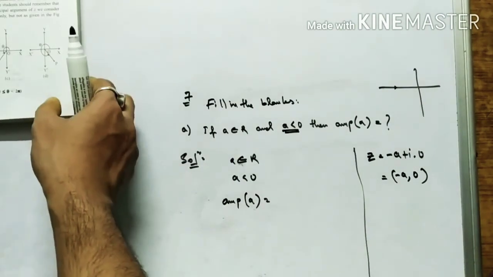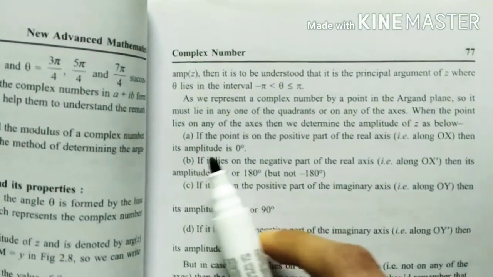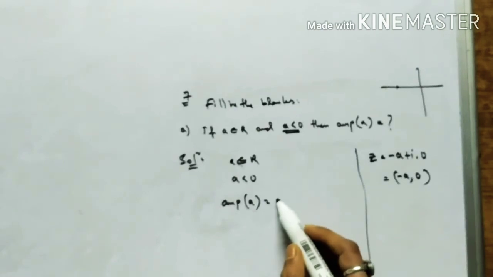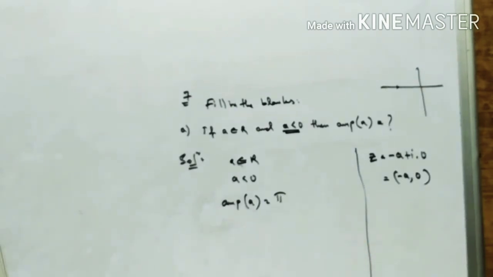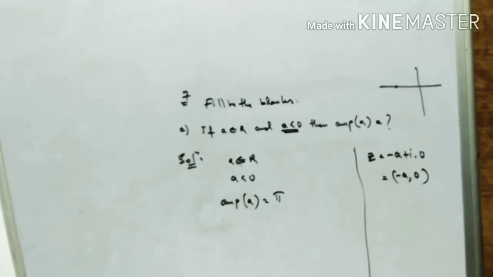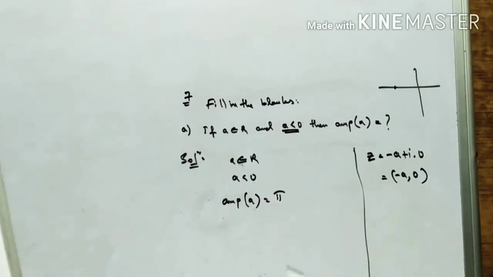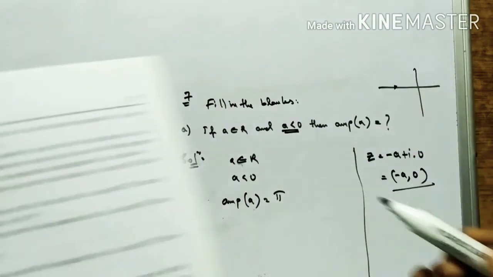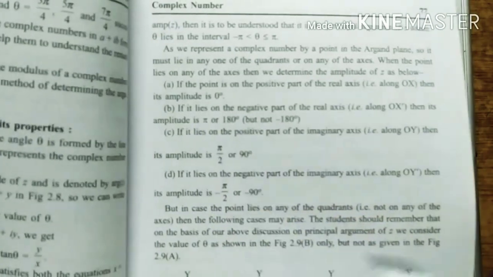So you see here, if the point lies on the negative part of the real axis, then its amplitude is pi. Therefore the amplitude of A will be pi, because this point lies on the negative part of the real axis.